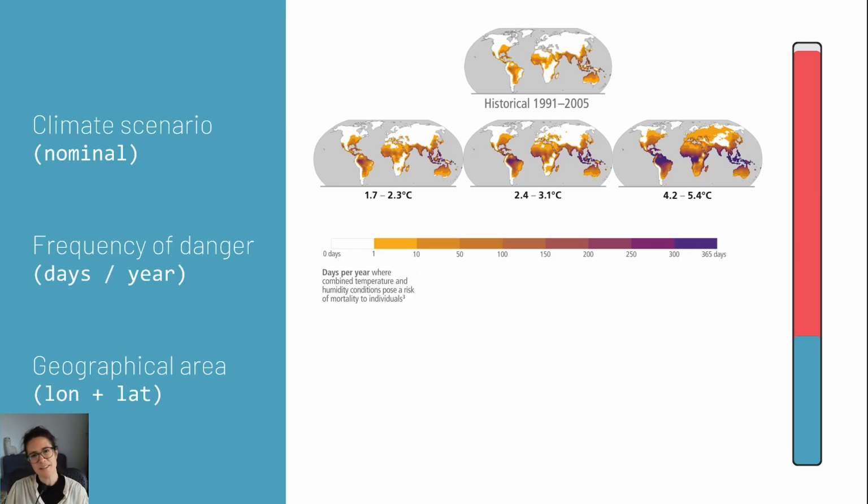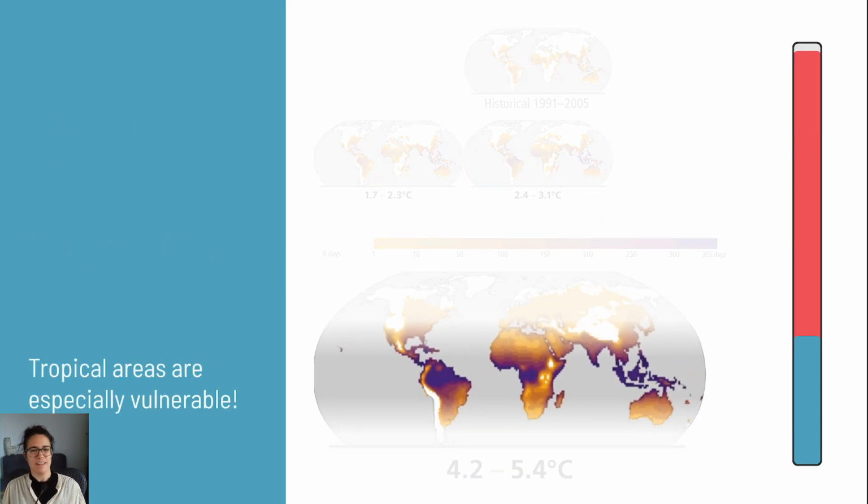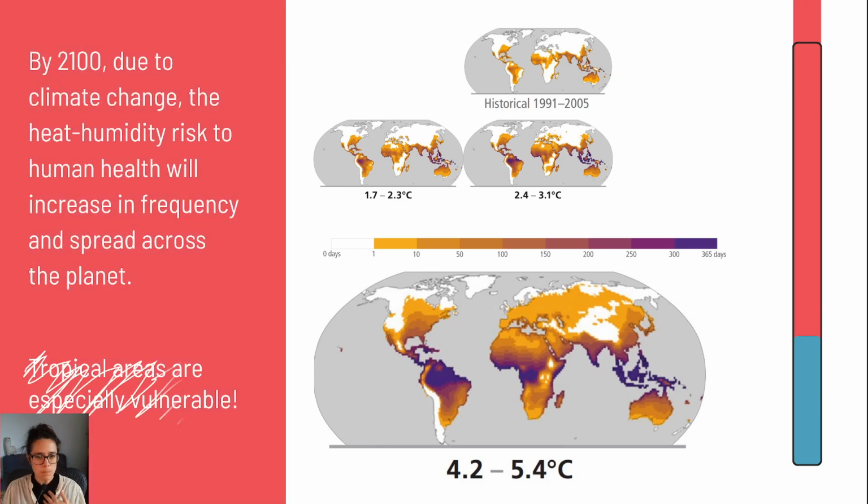And now a vis designer like me could come and tell you, look, this is great. We can get additional insights. We can learn that tropical areas are especially vulnerable. This is so cool. But looking back at my learning goal, this is actually extraneous information. And now I wonder whether or not using a geographical projection was the right choice for this specific learning goal.